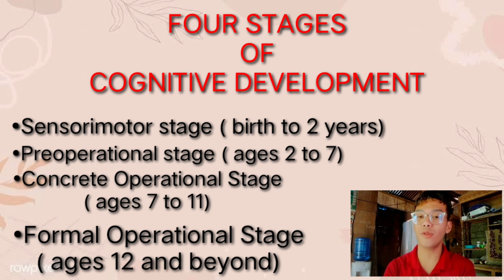So again, there are four stages of cognitive development. First is the sensorimotor stage. Second is the pre-operational stage. Third is the concrete operational stage, and fourth is the formal operational stage.